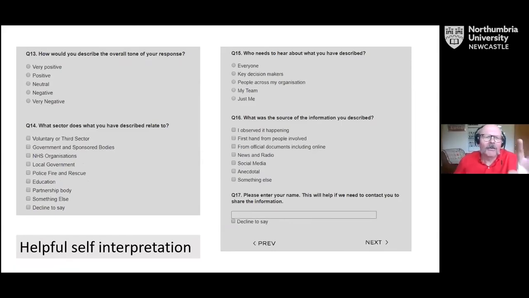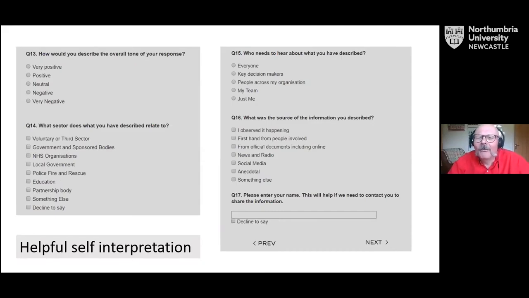But question 13 is just a sort of positive to negative one. There's one about number 14, which sector is this from, which just helps us for our internal purposes where we need to share it. And you never get those lists right.